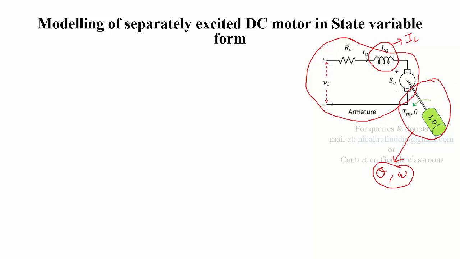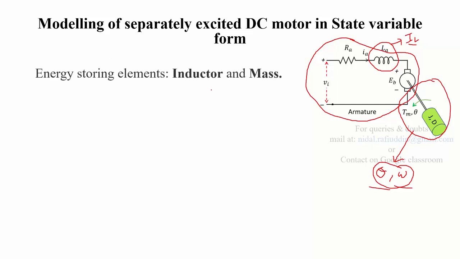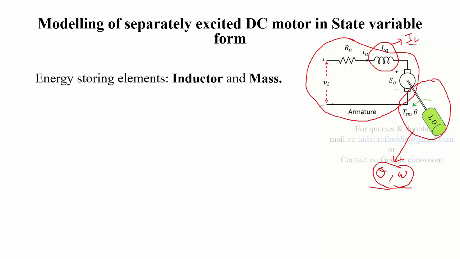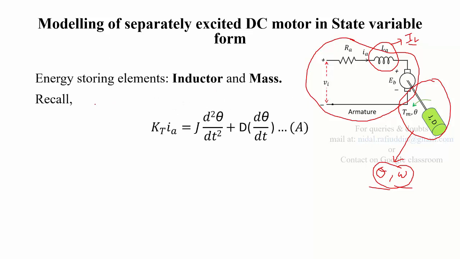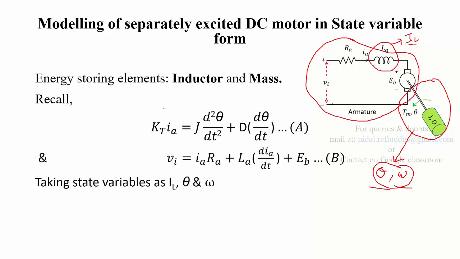Since energy storing elements are inductor and mass, we recall the equations that we saw in unit 1. So this was the equation that we obtained, and then equation 2 was written after applying KVL. I am not going to discuss how we obtain this equation. This has already been discussed in unit 1, and if you want to revise it, you can refer to the lecture that had been uploaded. Now we take the state variables as i_L, theta and omega. In fact, this should be small i, since all of them are in time domain.